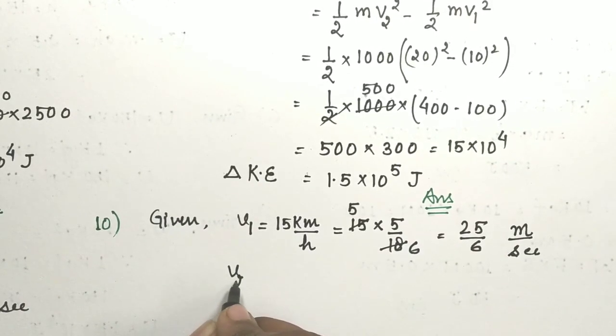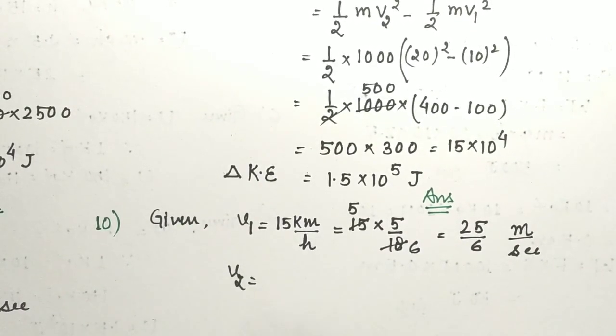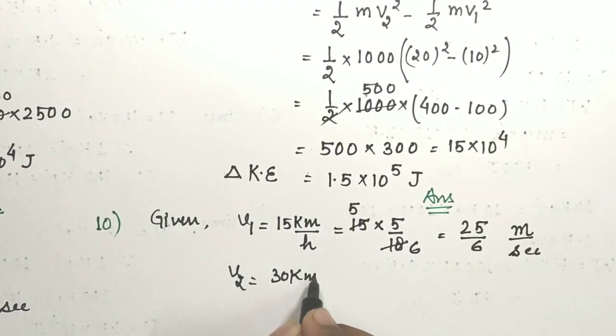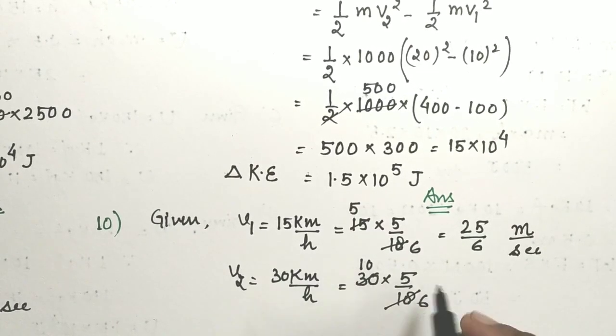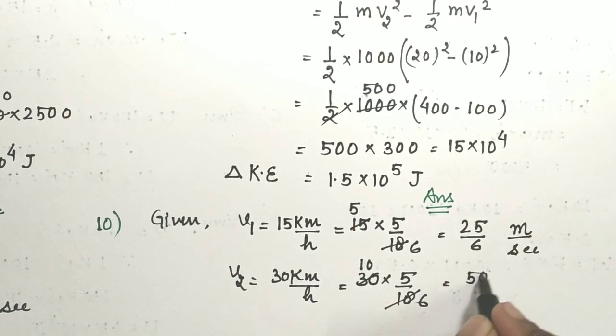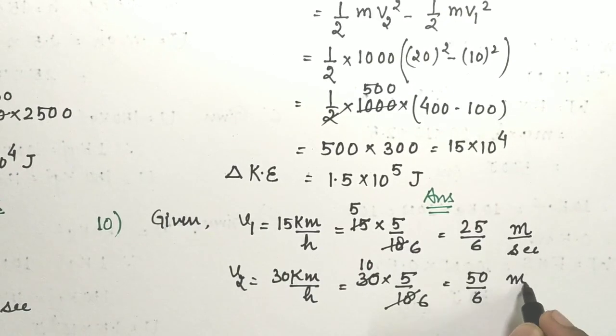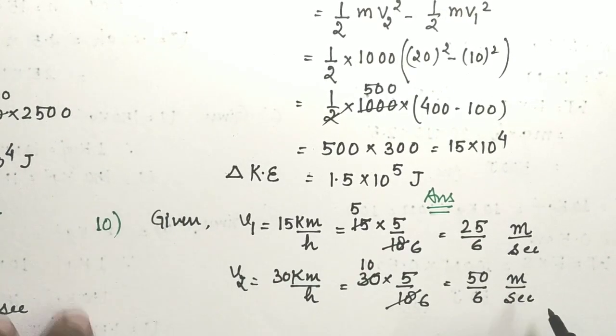And v2 is given: the same car is moving again with a speed of 30 km per hour. So 30 km per hour will again be converted into meter per second by multiplying by 5 by 18. 3 6s are 18 and 3 10s are 30. So it will be 50 by 6 meter per second, the final speed.